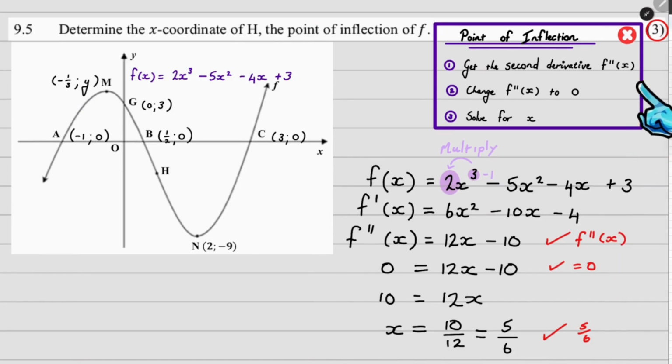And then lastly, let's check where our 3 marks are coming from. The first mark comes from your double derivative. The second mark comes from making the double derivative equal 0. And the last mark comes from the correct x value of 5 over 6 for h.